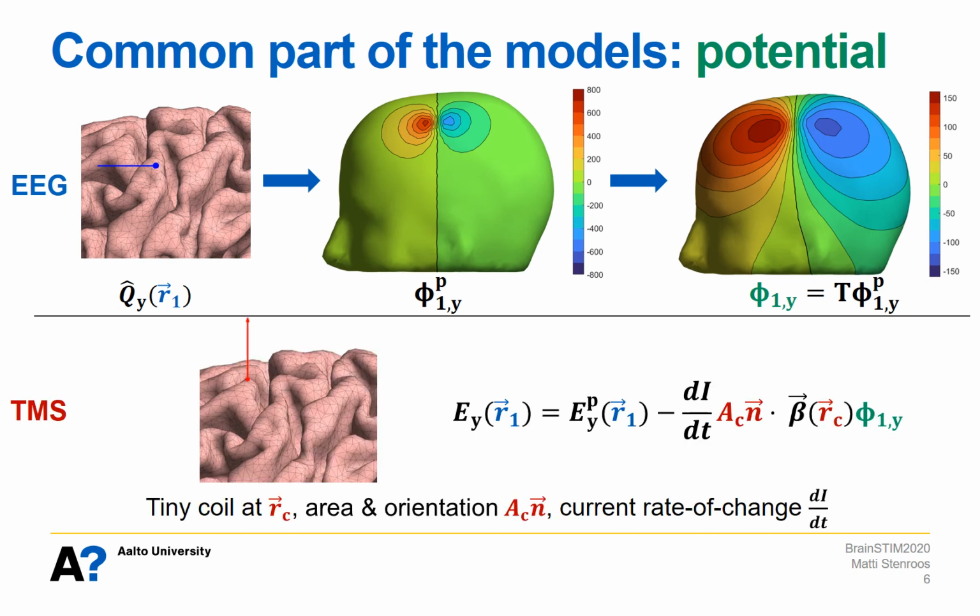Now place a tiny coil in location RC outside the head. With time-varying current, it produces electric field in the head. We divide this field to primary and secondary E. The primary component is the field induced by the coil in vacuum, and the secondary component is caused by the volume conductor. We see that the secondary E at R1 is computed with the help of phi 1. In other words, the EEG forward solution of a dipole in R1 is used for computing the TMS-induced E field in R1. Compared to solving the potential, all other computations are fast.